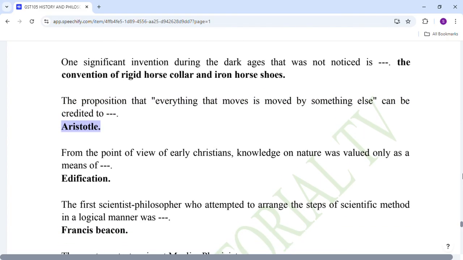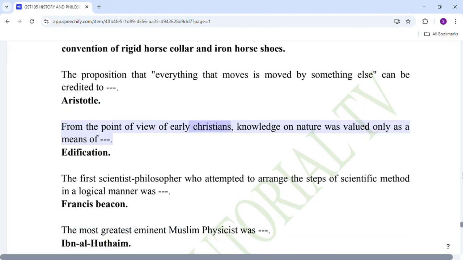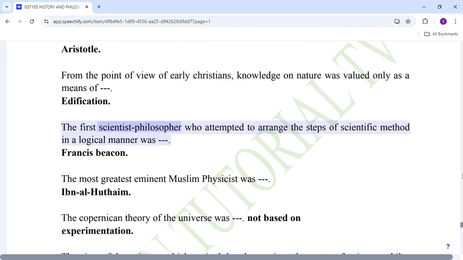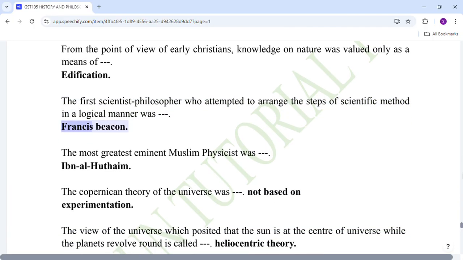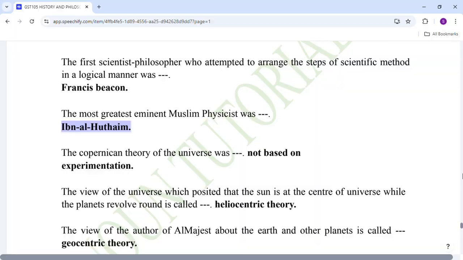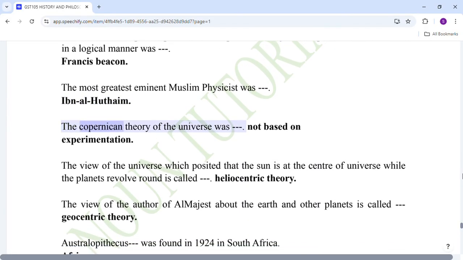Aristotle. From the point of view of early Christians, knowledge on nature was valued only as a means of dash dash. Edification. The first scientist philosopher who attempted to arrange the steps of scientific method in a logical manner was dash dash. Francis Bacon. The greatest eminent Muslim physicist was dash dash. Ibn al-Haytham. The Copernican theory of the universe was dash dash.